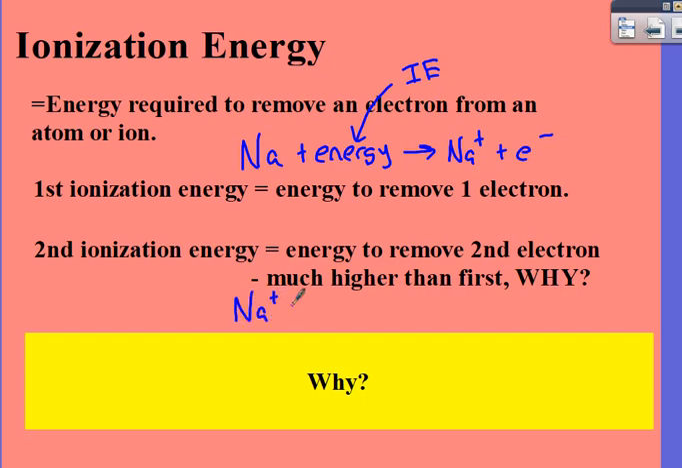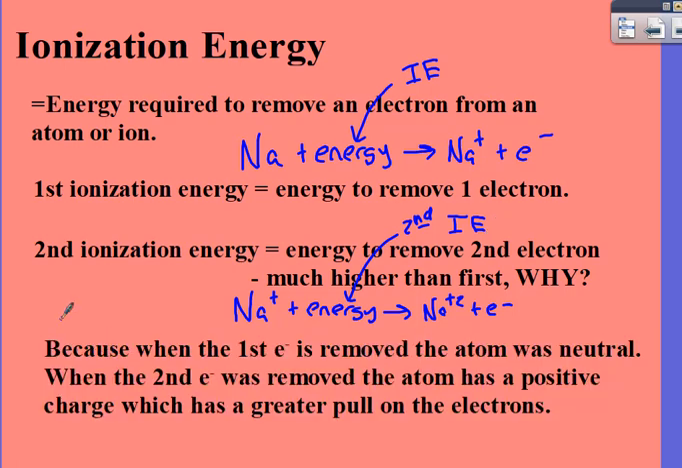If the sodium ion was to lose a second electron, this energy would be the second ionization energy. The second ionization energy is always much higher than the first ionization energy. Why do you think that would be the case? Pause the video and think about that, and then restart when you think you have an idea.